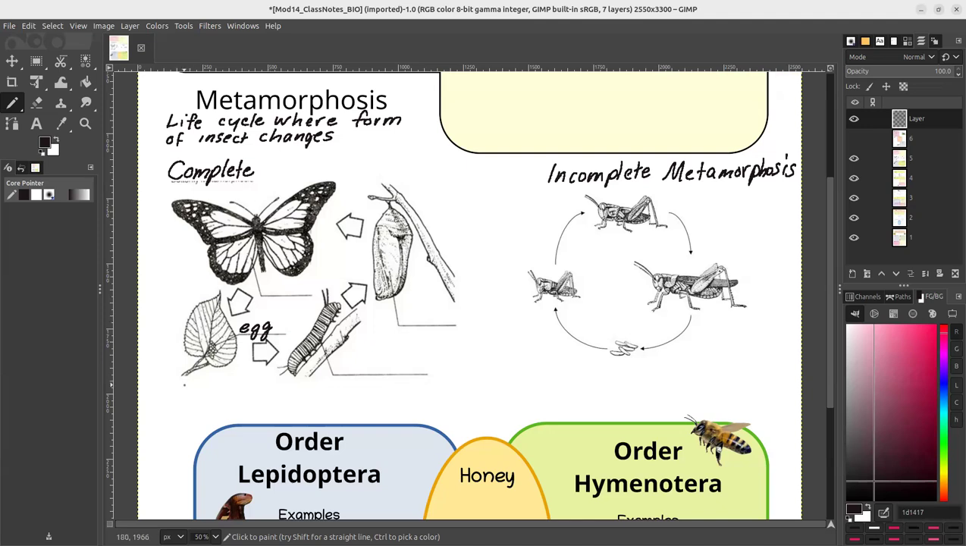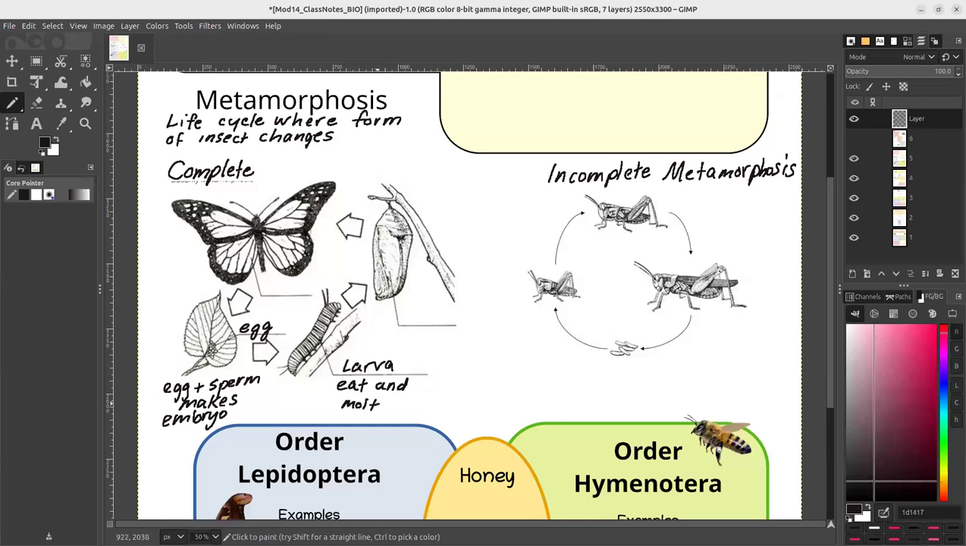Now, in an egg, a sperm and an egg have come together and gotten fertilized, and an embryo grows. Eventually that egg hatches and becomes a larva. And the job of a larva is to eat. So it eats and it molts and it eats and it molts and it eats and it molts and it gets bigger and bigger and bigger.